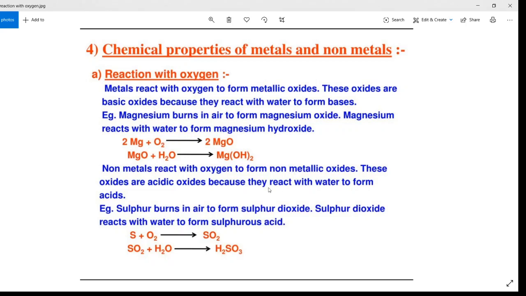In the same way, non-metals also react with oxygen to make the non-metallic oxides. These non-metallic oxides are acidic in nature because they react with water to form the acids. Here is given the example of sulfur. When sulfur reacts with oxygen, it makes sulfur dioxide gas, and when this sulfur dioxide gas is dissolved in water, it makes sulfurous acid, which is of acidic nature.